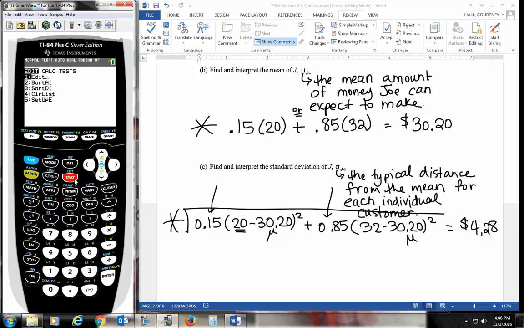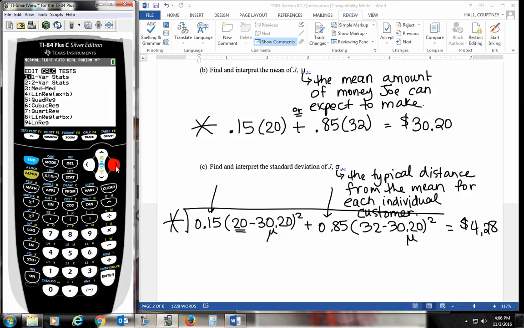So I'm going to go to Stat, Edit. I've already cleared my RAM, so I have nothing in there. And so in list 1, I want to put the J values, so $20 and $32. In list 2, I want to put the frequency, which is the probability of that happening. So I'm going to put 0.15 and I'm going to put 0.85. Hopefully you understand why I'm calling that frequency. It's because 15% of the time you're going to charge $20, and then 85% of the time, you're going to charge $32. So those really are frequencies of how much those amounts are going to be charged.